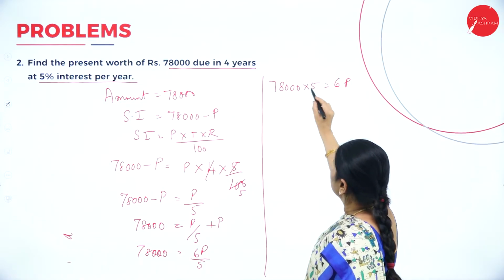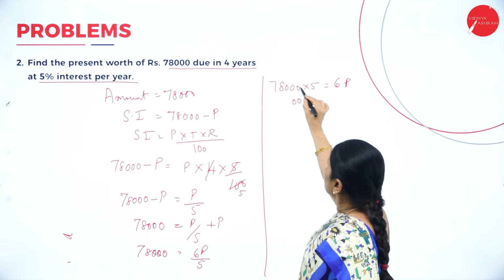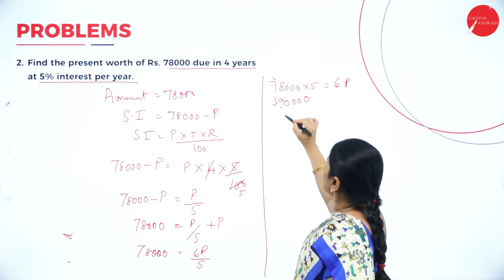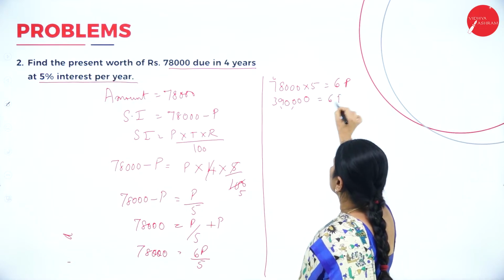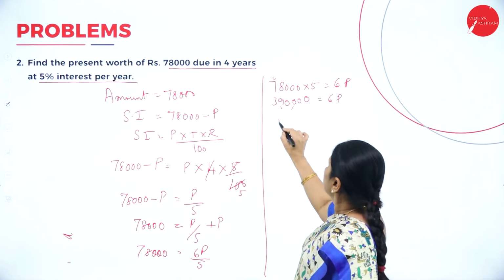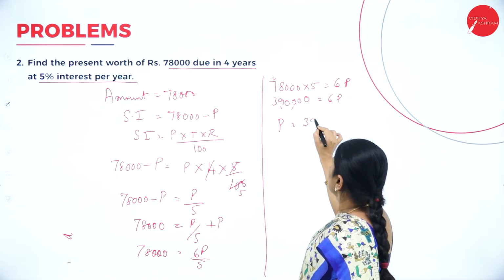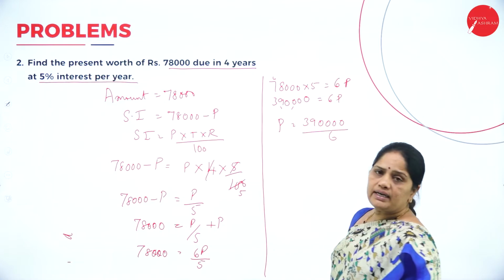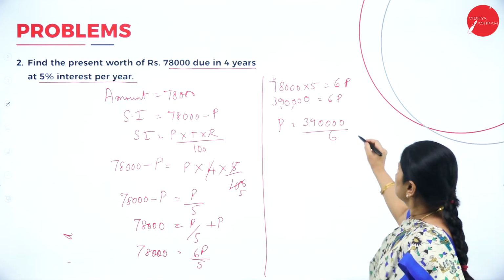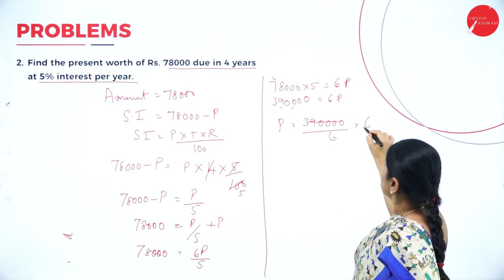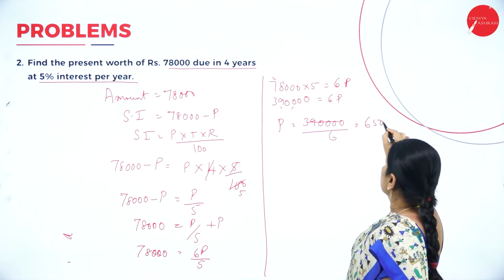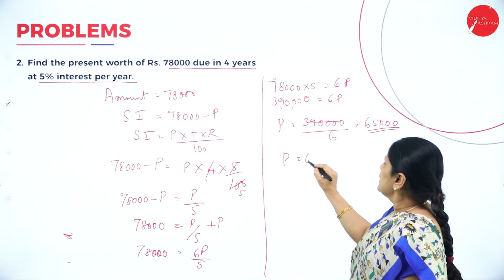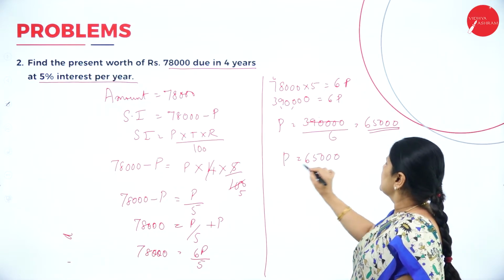So this will be 5 zeros are 0, 0, 0. 5 eights are 40, 0. 7 fives are 35, 39. 3,90,000 equals 6P. P will be equal to 3,90,000 divided by 6. So 6 6s are 36, 6 5s are 30, 65,000. So P equals 65,000.